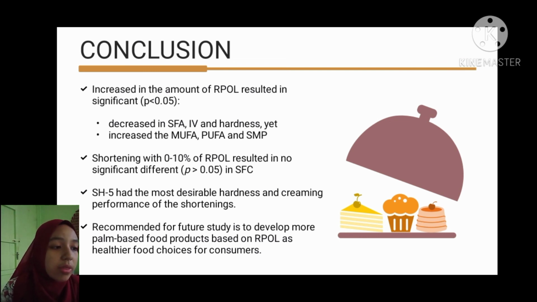Secondly, I would like to say that shortening with 0 to 10% of red palm olein resulted in no significant difference in solid fat content, while SH5 showed the most desirable hardness and also creaming performance of the shortening.